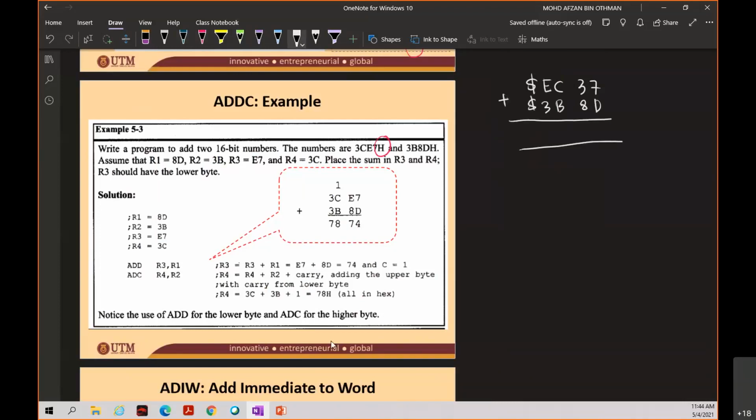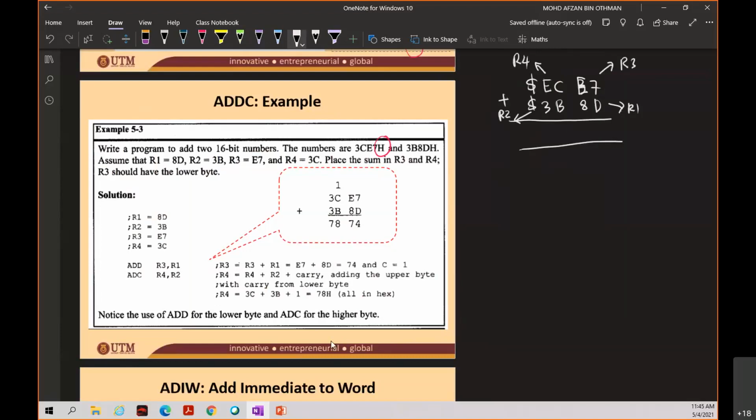Okay, assume that R1 already has 8D, R2 already has 3B, R3 already has E7, and R4 has EC. Then place the sum in R3 and R4.